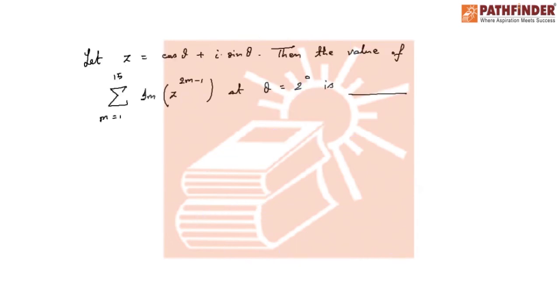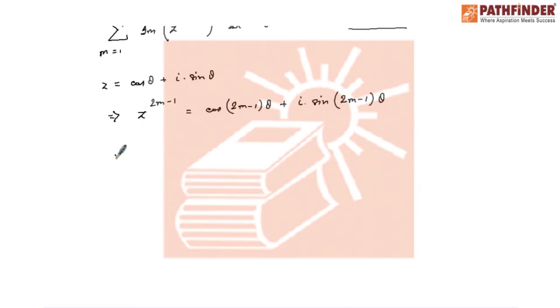Now this question tells you let z equal to cos theta plus i sin theta. Then the value of summation m equal to 1 to 15 imaginary part of z to the power 2m minus 1 at theta equal to 2 degree is how much? Now z equal to cos theta plus iota sin theta. This means that z to the power 2m minus 1, using De Moivre's theorem, we can write cos (2m minus 1) theta plus iota times sin (2m minus 1) theta. Quite clearly, hence we have imaginary part of z to the power 2m minus 1 is equal to sine of (2m minus 1) times theta.